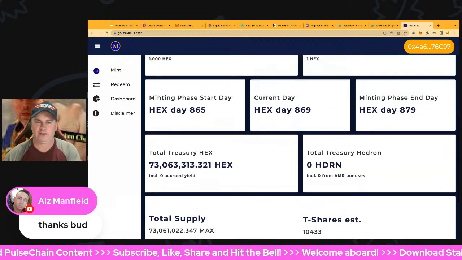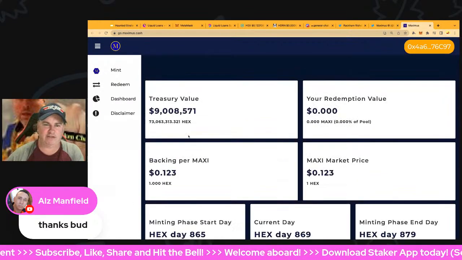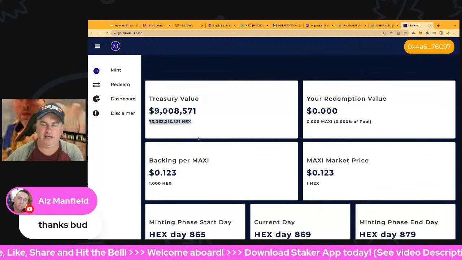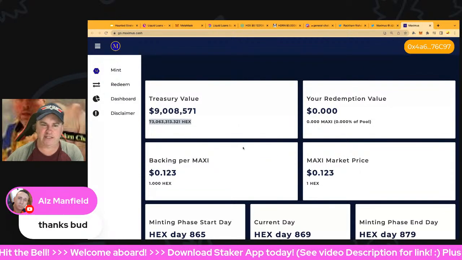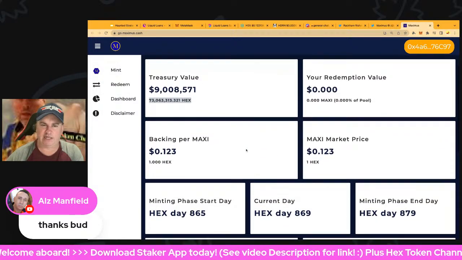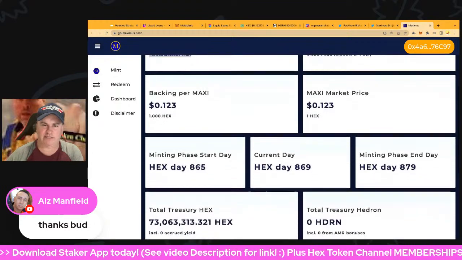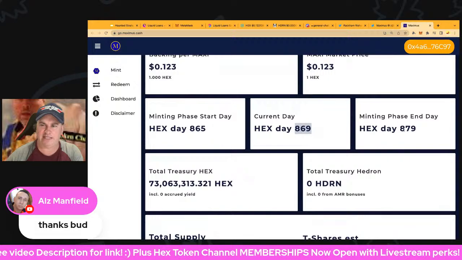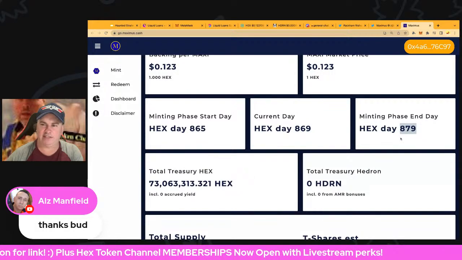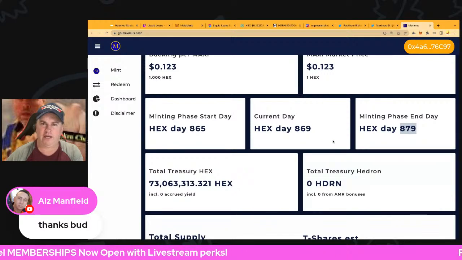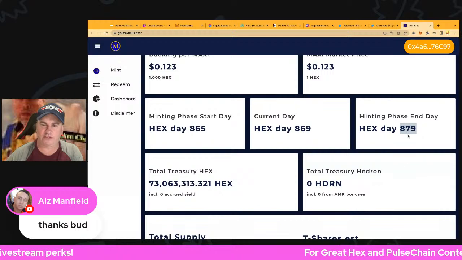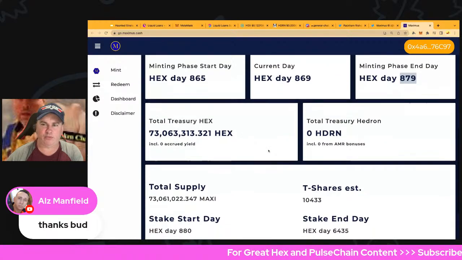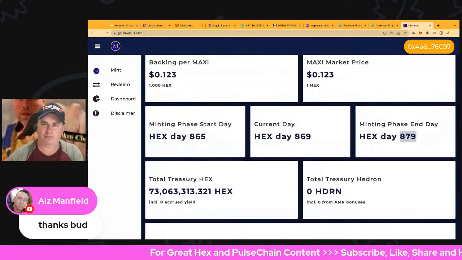So very cool. So in summary, $89 million so far, 73 million Hex, only 2 million away from halfway, 50%, 75 million. And of course, the start date was at day 865. Today is 869, and the minting phase ends in another 10.5 days on day 879. So if you're going to mint your Maxi 1-to-1, you put 1 Hex in, you get 1 Maxi out. That is the total at the end of this day, which of course is going to be the last day that people will ever be able to mint Maxi.